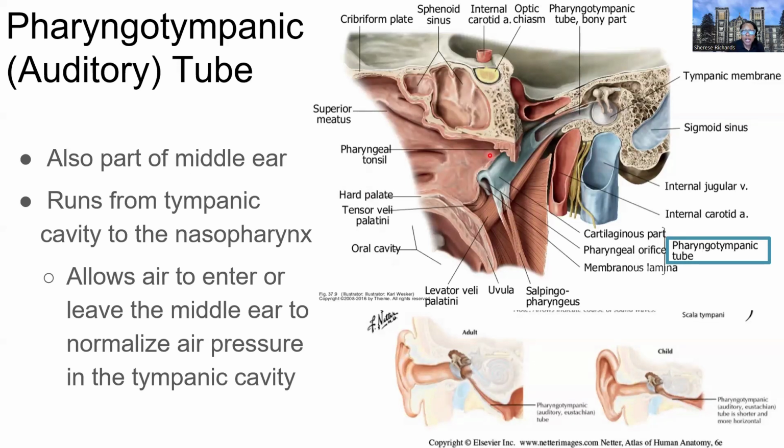Now, we want to also think about another feature of the middle ear, the pharyngotympanic tube or the auditory tube. This is what connects the middle ear to the nasopharynx. So if we look at the pharyngotympanic tube, it's going to be partially connected to the bony part of the ear and then partially connected to the nasopharynx, really the throat or the posterior pharynx. So this is how we can normalize the pressure that's in the ears.